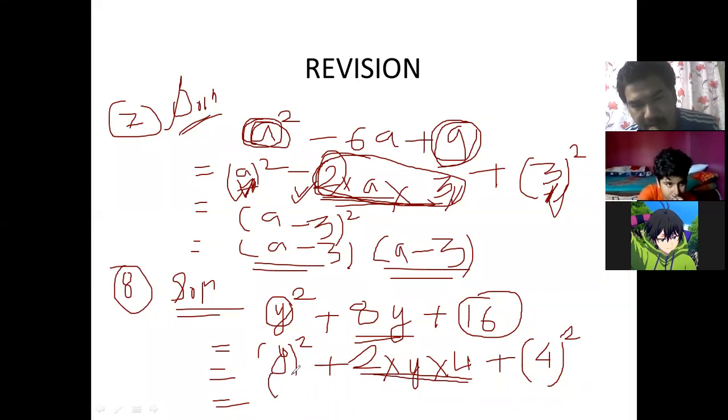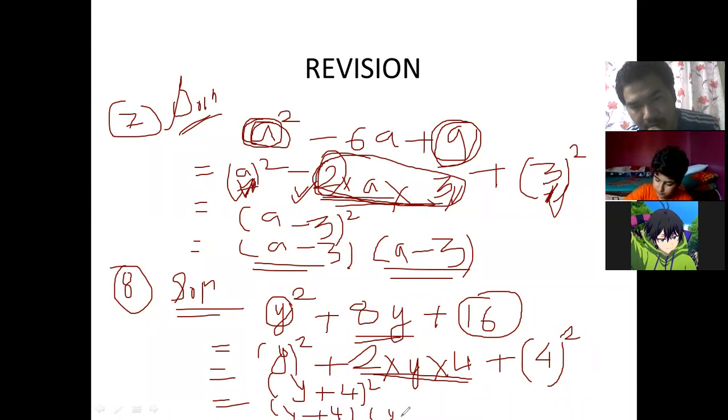Yes, sir. Then what do we have? Y square plus 8y plus 4 squares, 4 fours are 16. Now y plus 4 whole square, that means y plus 4 and y plus 4. These are the two factors.